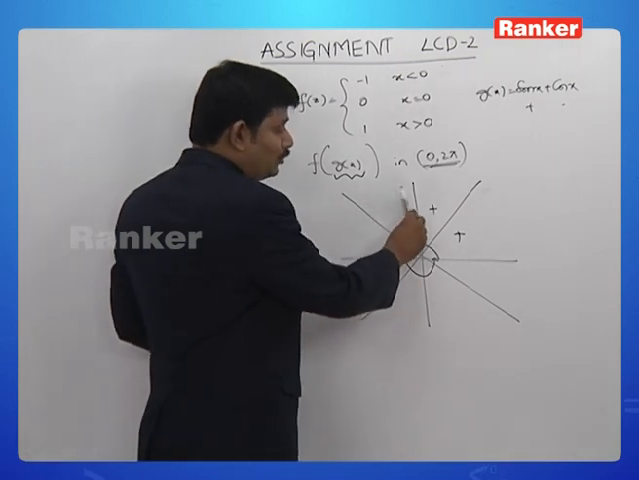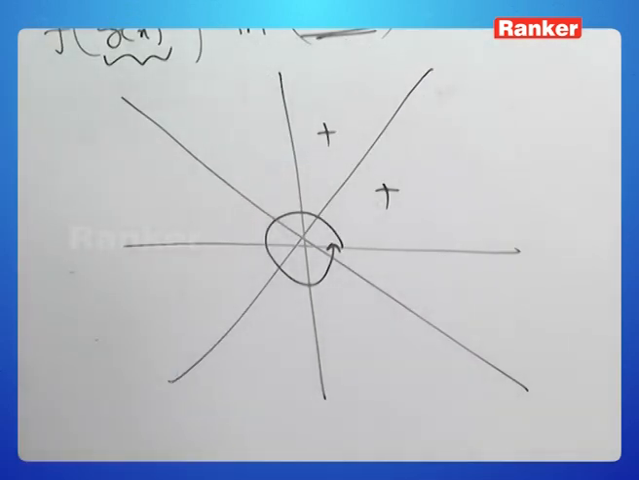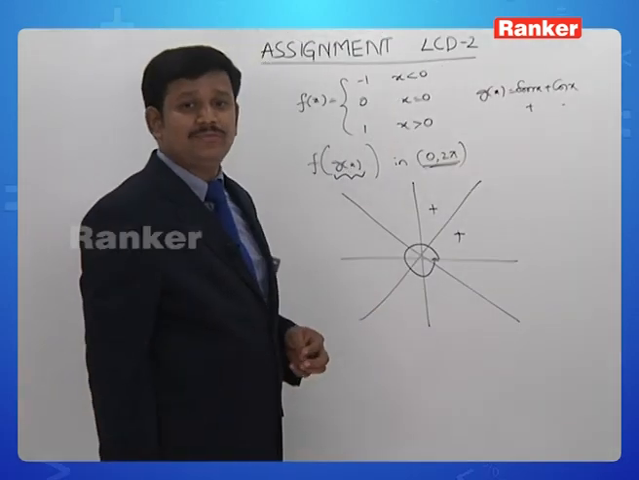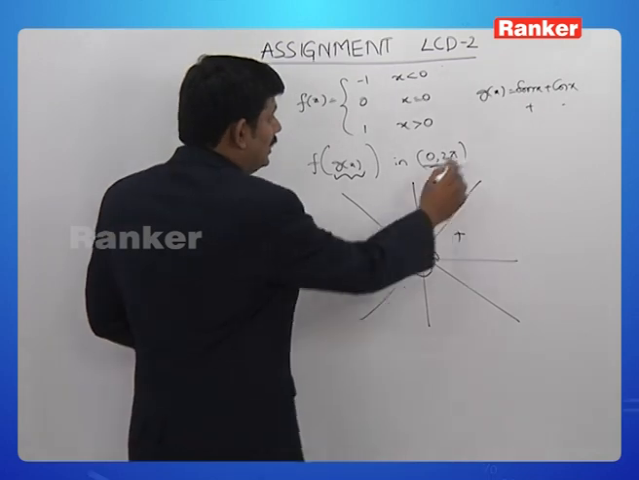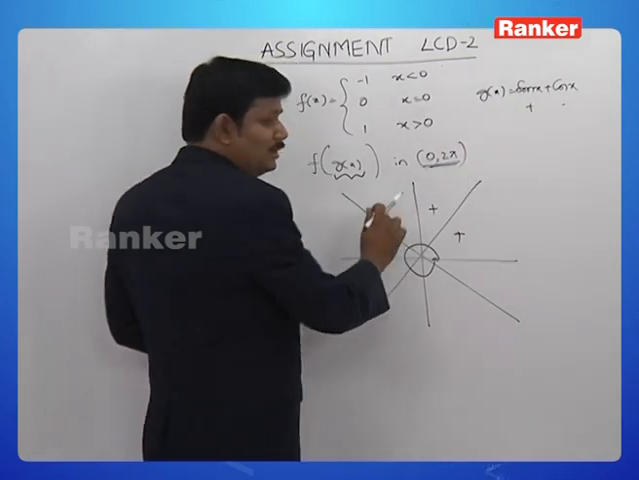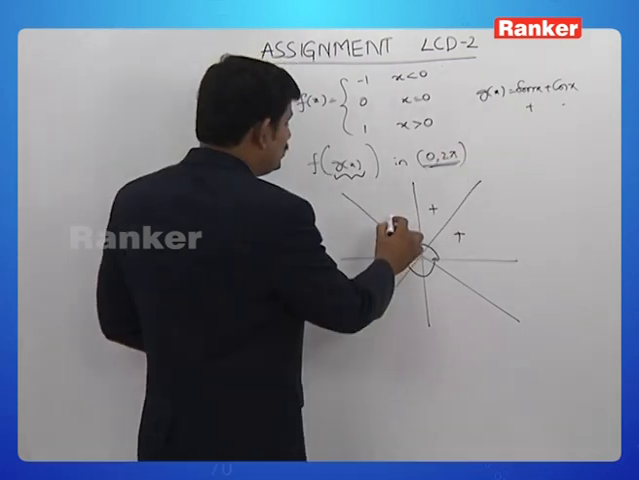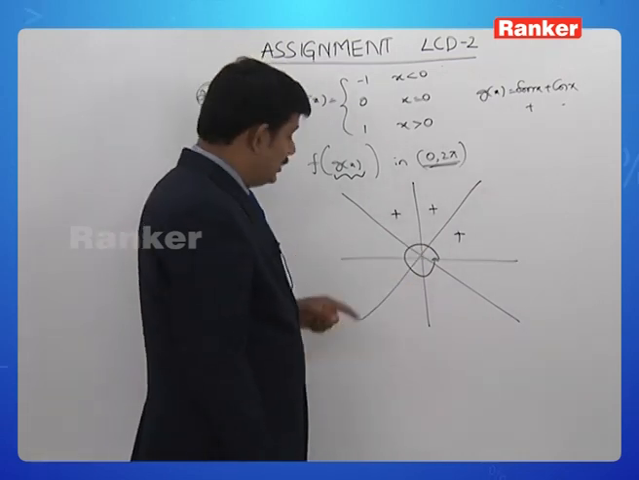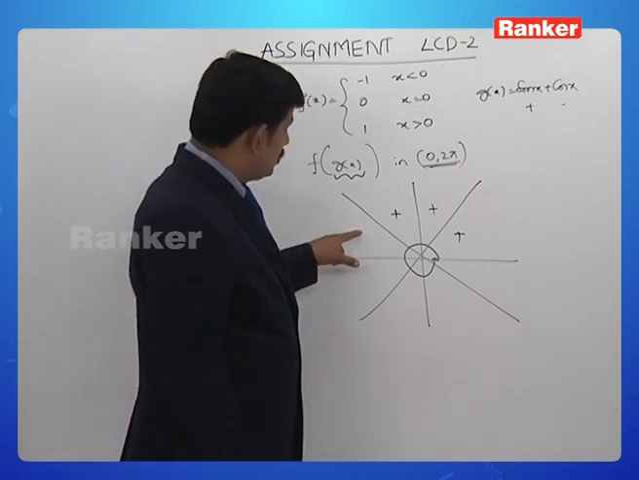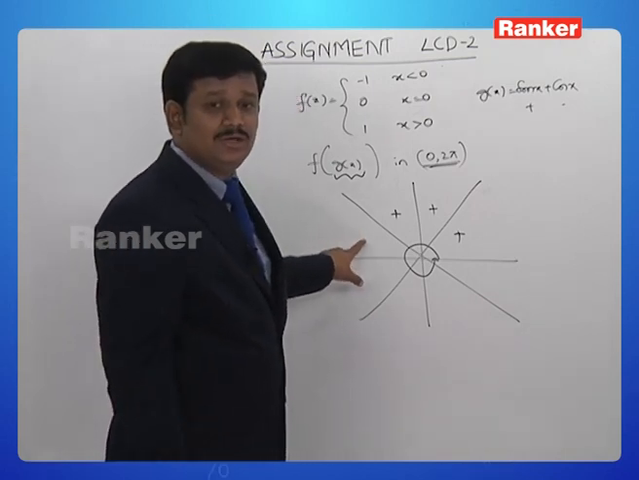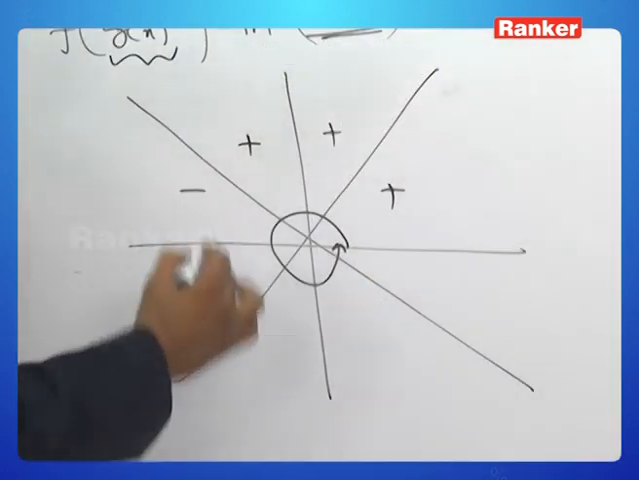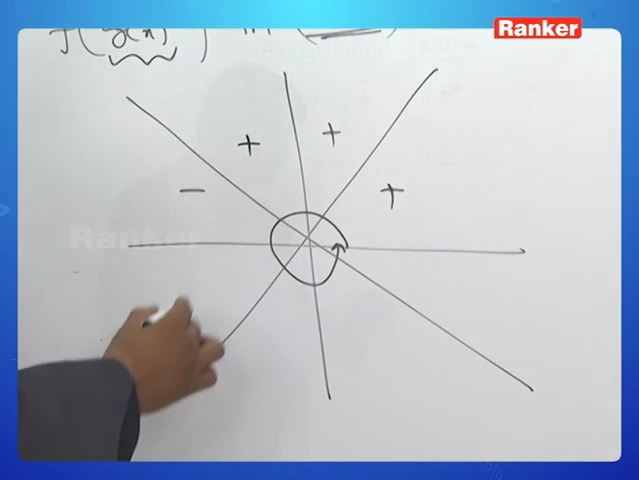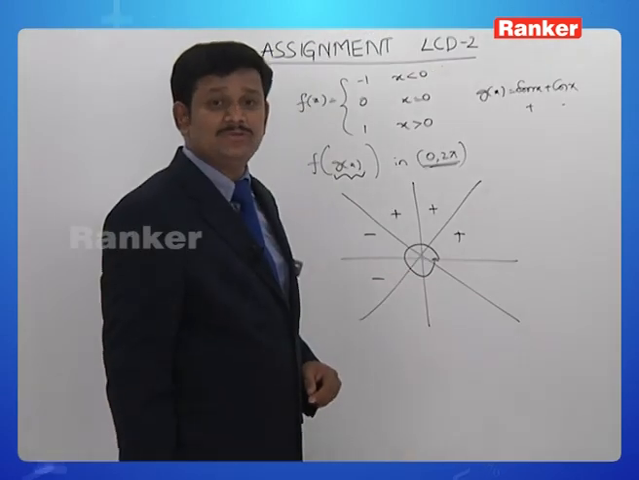As the angles are closer to pi by 2, closer to the y axis, the magnitude of sin x will be more than the magnitude of cos x. So, here the positive number sin x is more in magnitude than the negative number cos x, so the sum will be positive. And in this octant, cos x will be more in magnitude compared to sin x, so sin x plus cos x will be negative. In the third quadrant, sin x is negative, cos x is negative, so sin x plus cos x will be negative.